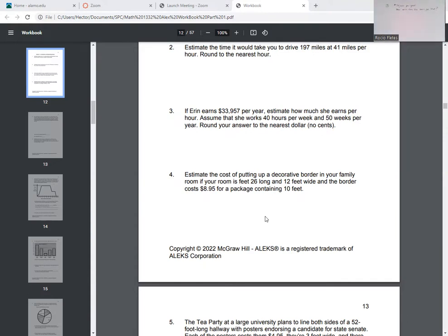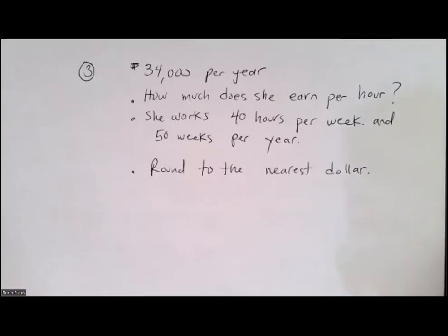Now, we're going to make an assumption that she works 40 hours per week, and 50 weeks per year. So she only takes 2 weeks off in a year. Round your answer to the nearest dollar. Okay, let me stop sharing so we can see. Okay, so she's making 34,000 per year.